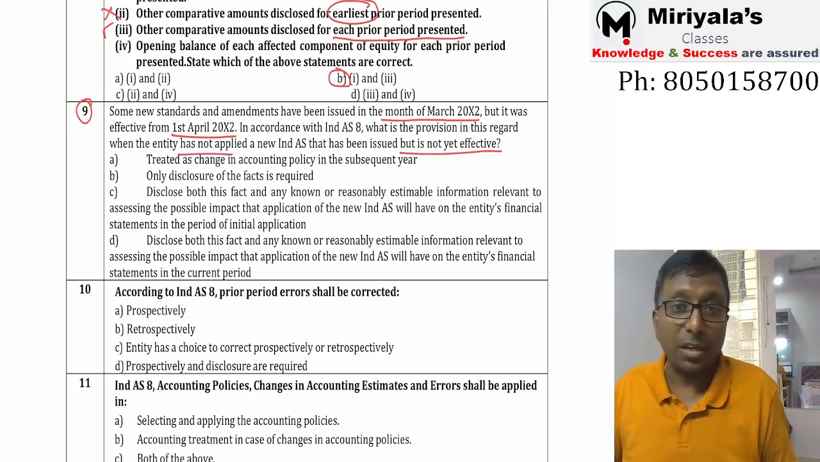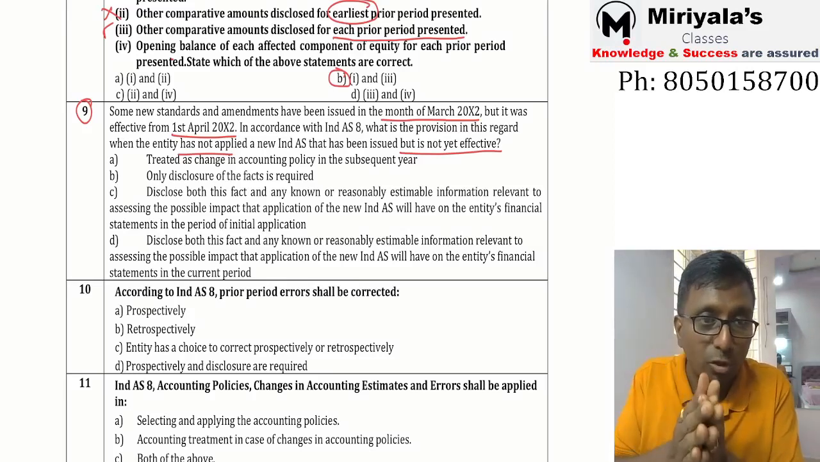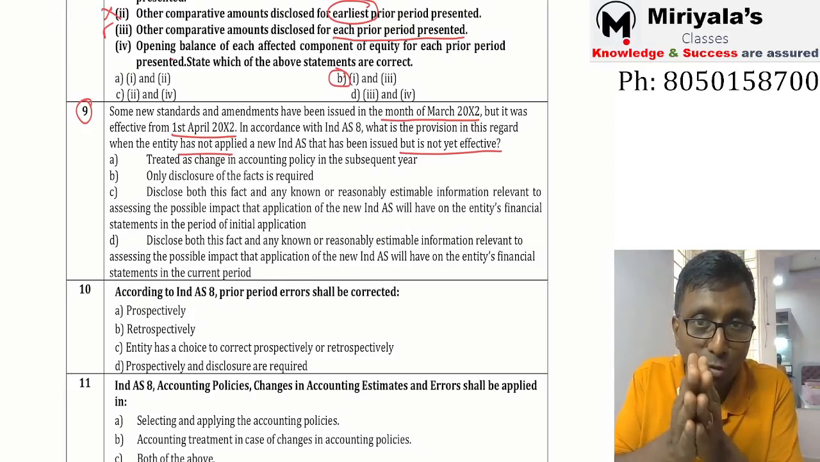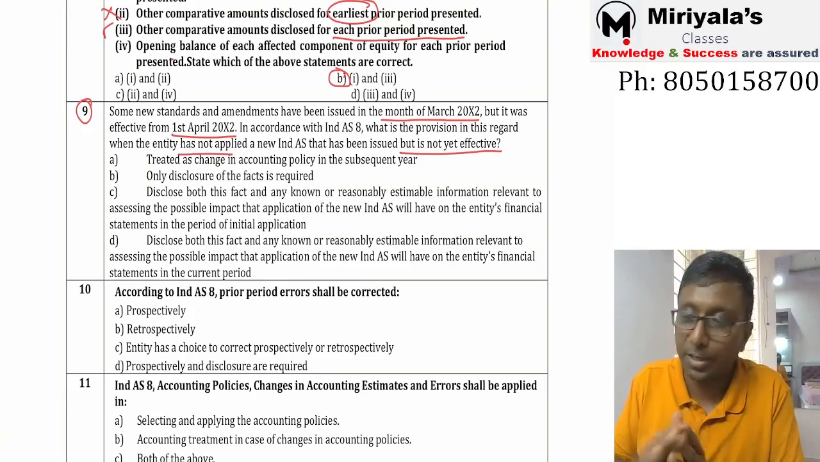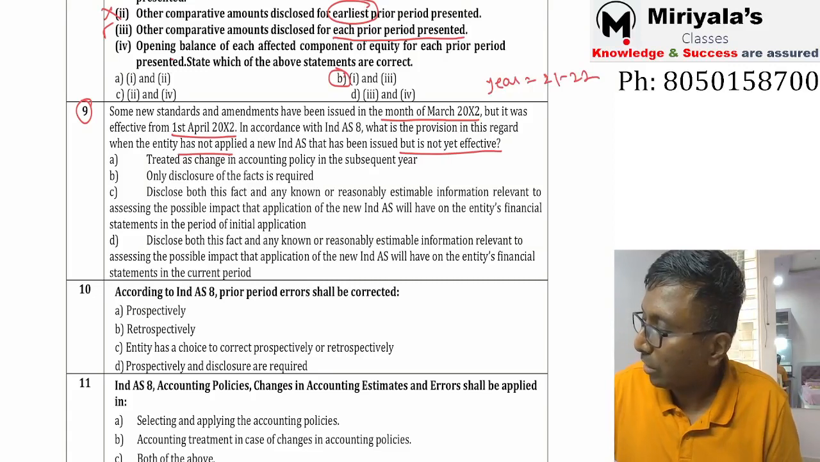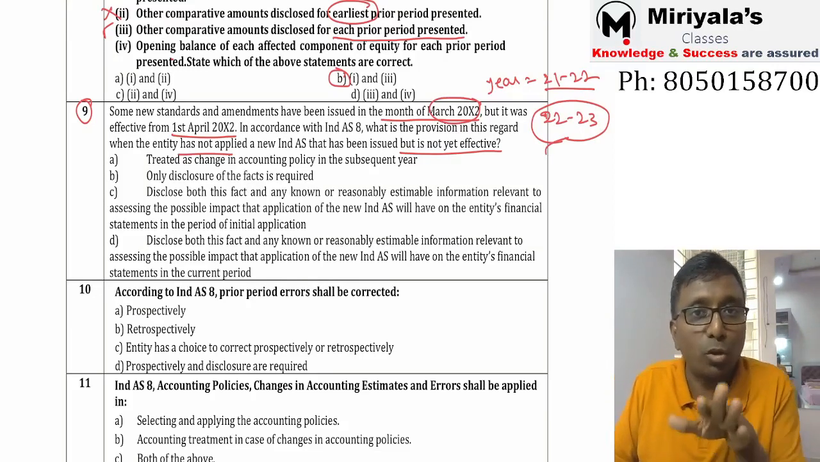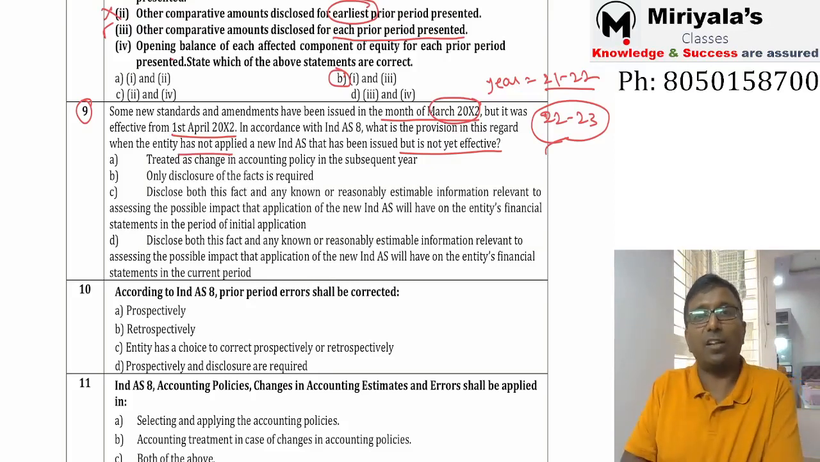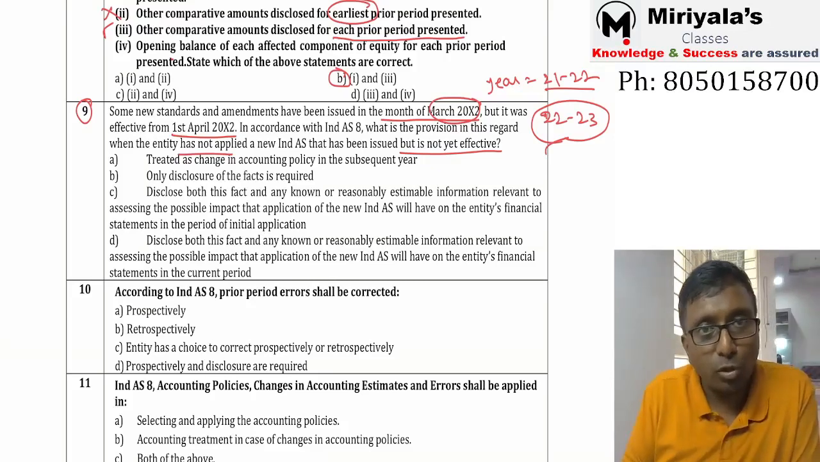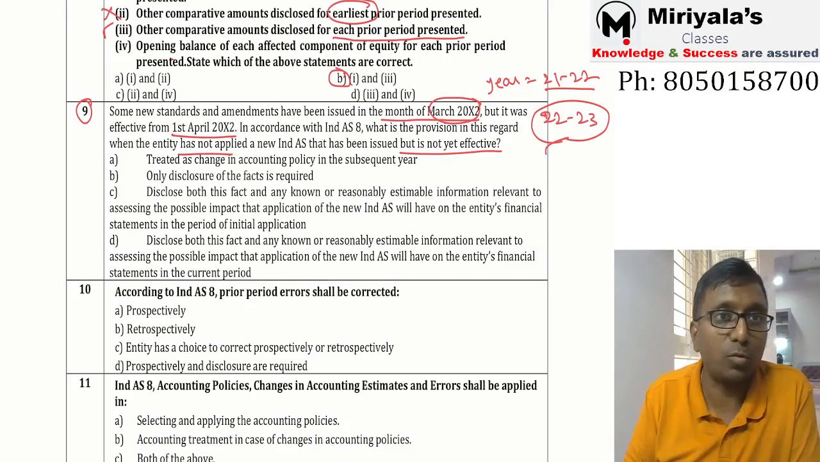See, in this question you are supposed to assume you are preparing the financial statements for March 2022, that is 21-22. Your year is 21-22. On March 22 the standard has come. It is applicable from 1/4/22, that is 22-23. Next year it is going to be applied, but it is not effective for the current year's balance sheet. Are you supposed to disclose this? Mandatorily you are supposed to disclose as per Ind AS 8.